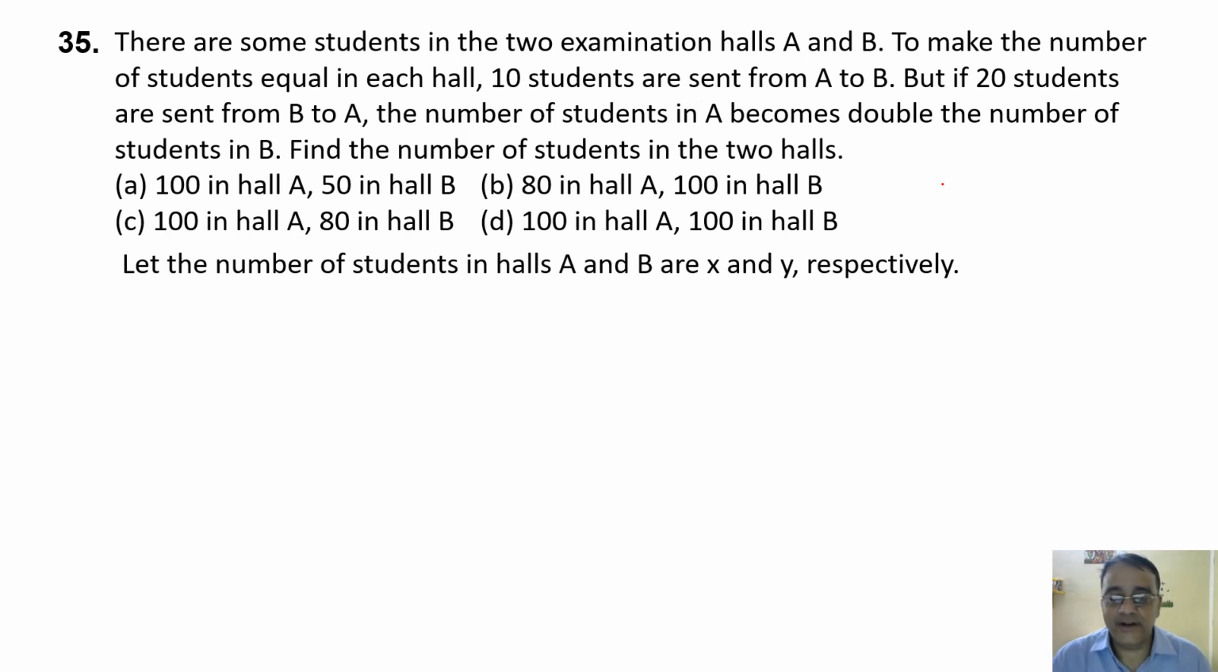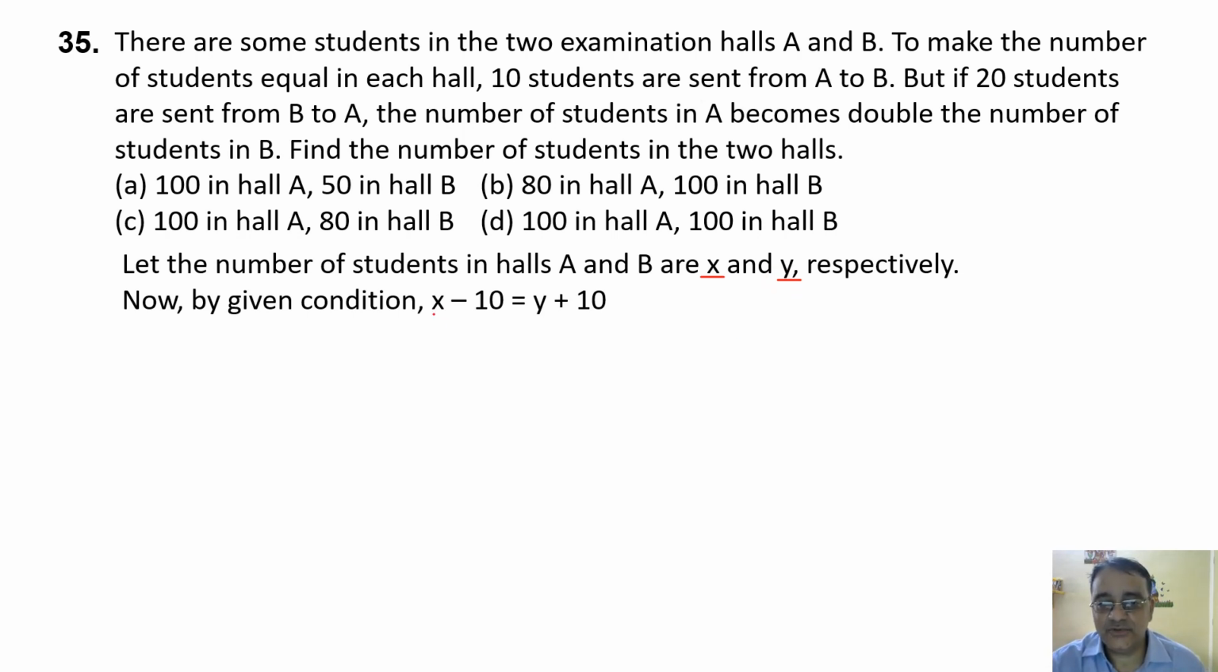Right. Now, according to the condition, what is given is that if we shift 10 students from A to B, the strength will be the same. That means x minus 10 and y plus 10 will both be equal. This is clear? Yes, sir. From A we shifted 10 students, meaning minus 10, and here 10 students are added, meaning plus 10. So we'll get x minus y is equal to 20. This is the first equation.